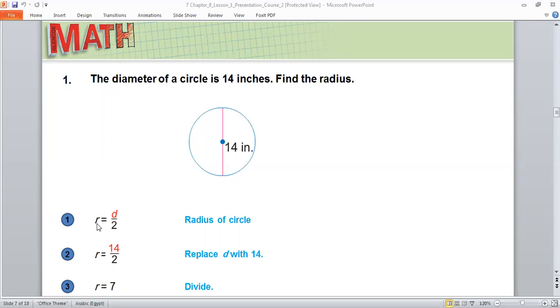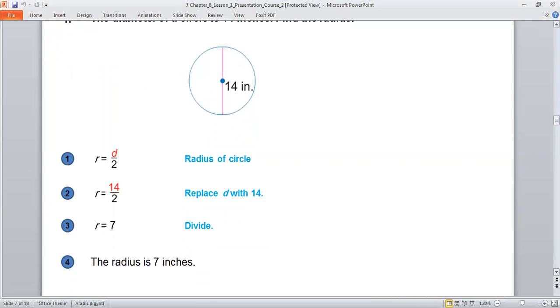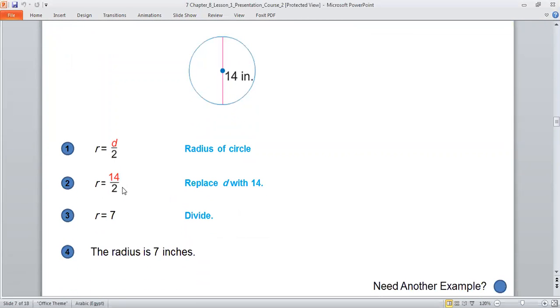What is the diameter? I told you, Faisal, the red line all. You can see the mouse? This whole line will be 14 centimeters. So the diameter here is 14 centimeters. So the radius is the diameter divided by 2. It means 14 divided by 2. So the radius in this case is equal to 7.